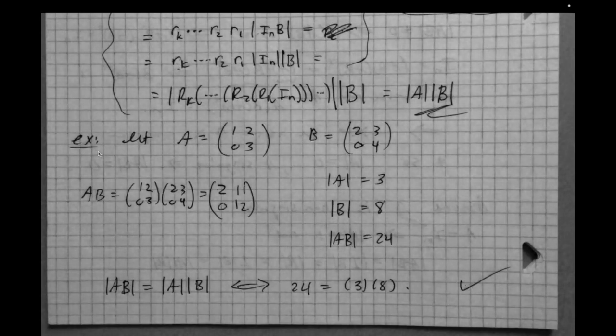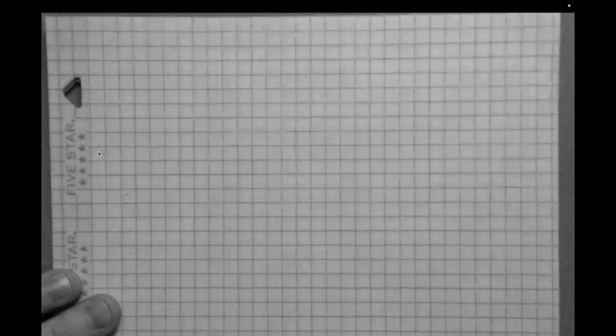So it's just a practical example of this very elegant, very perfect relationship between the determinant of two matrices and the determinant of the matrix product. Exactly what you like to see.